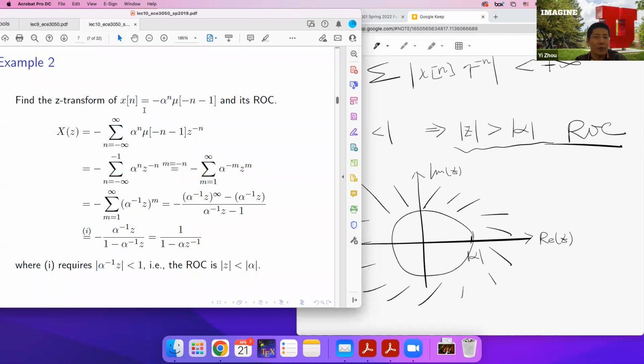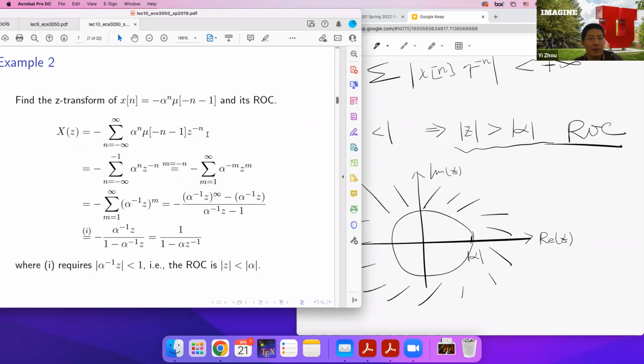And the second example is a slightly different signal, negative alpha to the power of n times u of negative n minus 1. So you follow the same steps and compute the Z transform. So this is the definition. And because of this u signal, the summation actually starts from negative infinity and goes up to -1.